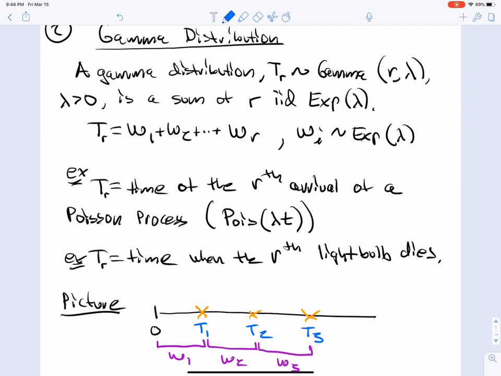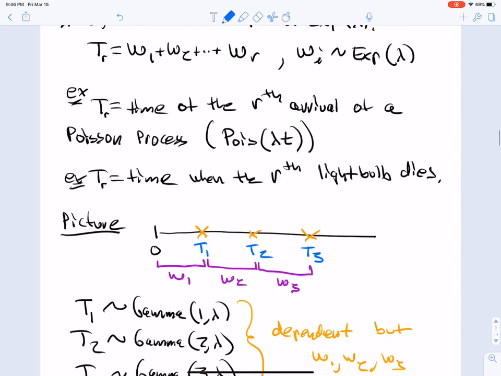So now onto the gamma distribution. The gamma is a sum of IID exponentials. You can think of it as the time of the Rth arrival of a Poisson process, Poisson lambda t, that is. So the lambda from the gamma is the same lambda as in the Poisson here. So T_R could be the time when the Rth light bulb dies in a picture.